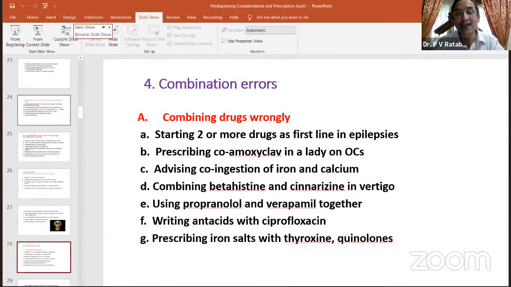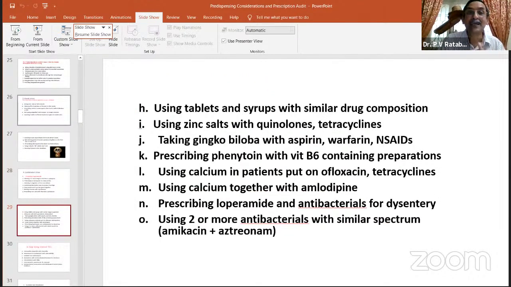Propranolol, verapamil together can decrease heart rate. Antacids with ciprofloxacin, absorption of ciprofloxacin will be reduced. Iron salts with thyroxine, quinolones, again absorption will be reduced. So these prescriptions in combination can cause a problem. Using tablets and syrups with same composition, using zinc salts with quinolones, taking ginkgo biloba with aspirin, warfarin, NSAIDs. People like to prescribe tonics containing ginkgo biloba, but they can interfere with your main drugs.